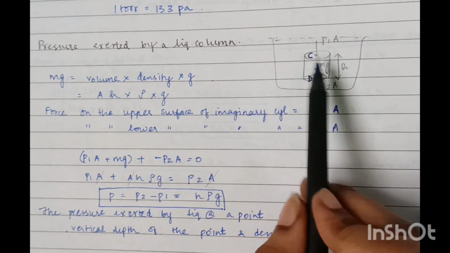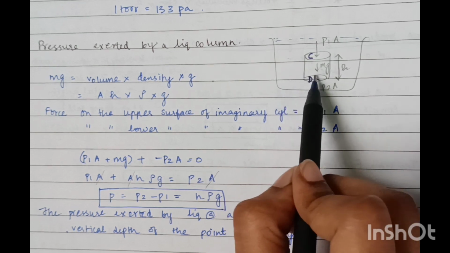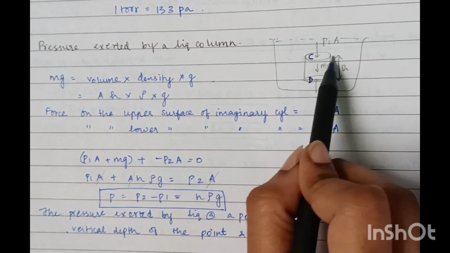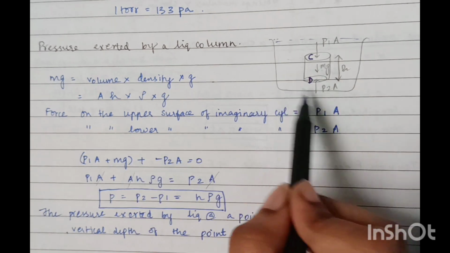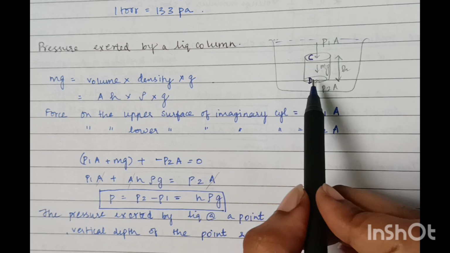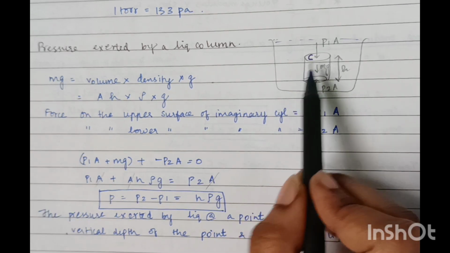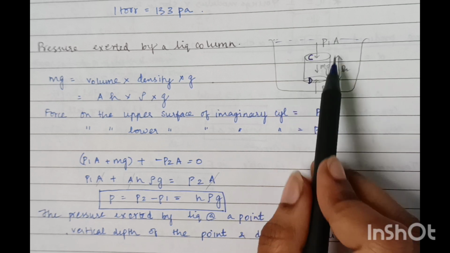And if you see the horizontal forces, there is a horizontal force like this, like this, and here like this. So it is mutually balanced. So there is no need to talk about that force. Since the liquid column is in equilibrium, the net force must be 0. So here it is in equilibrium.